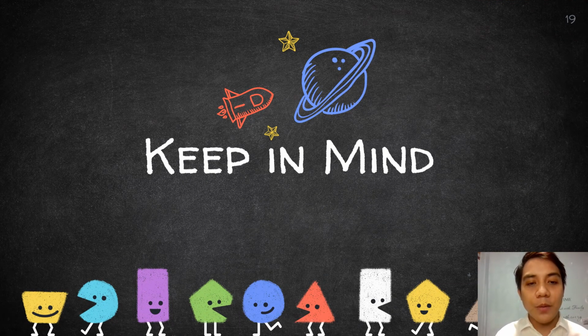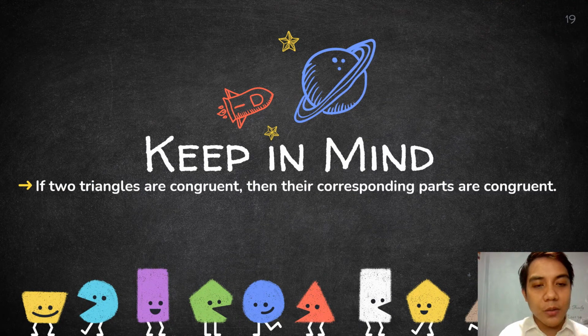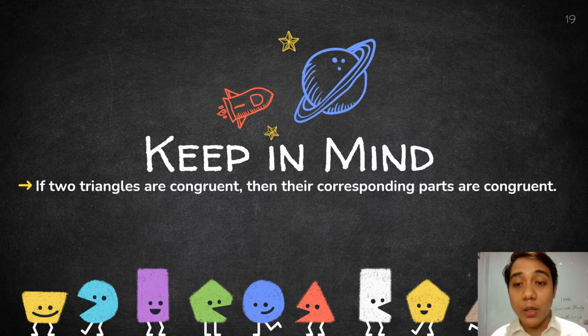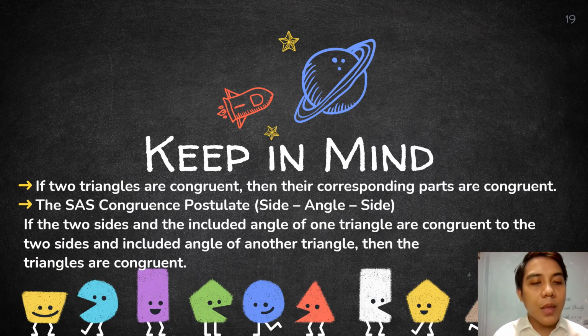Okay, learners, keep in mind, if two triangles are congruent, then their corresponding parts are congruent. The SAS congruence postulate, or side angle side, states that if two sides and the included angle of one triangle are congruent to two sides and the included angle of another triangle, then the triangles are congruent. These ideas can be useful in solving problems or in solving corresponding parts of congruent triangles by SAS congruence postulate.